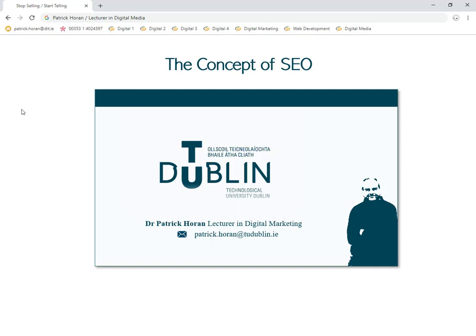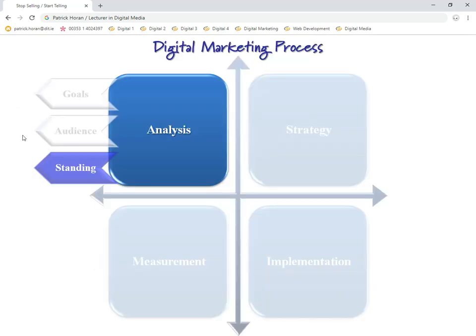This tutorial looks at the concept of SEO, or search engine optimization. Where does it fit in? Well, at this stage, we're after looking at the analysis phase, and in there we've looked at the goals, the aims and objectives. We've looked at the idea prior to that, and we've looked at the audience analysis and audience profiles. So what we're starting to look at now is the standing. Where are we at now?